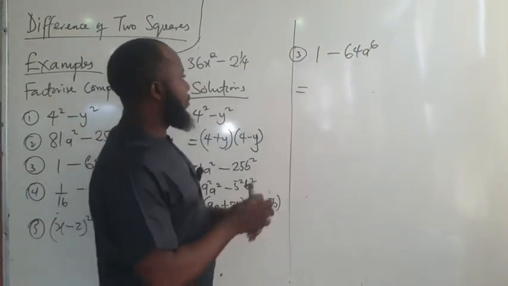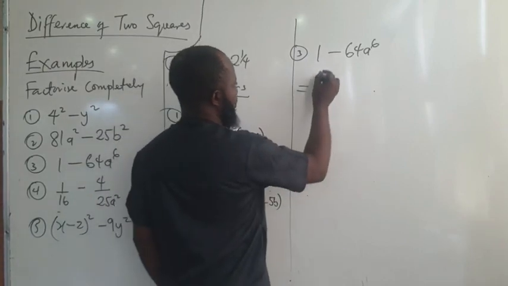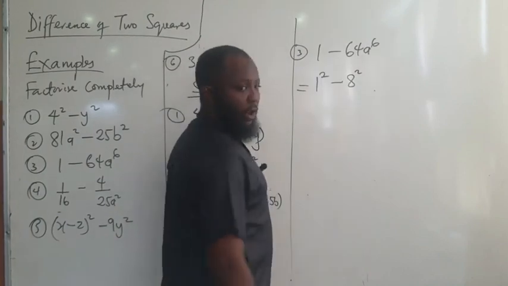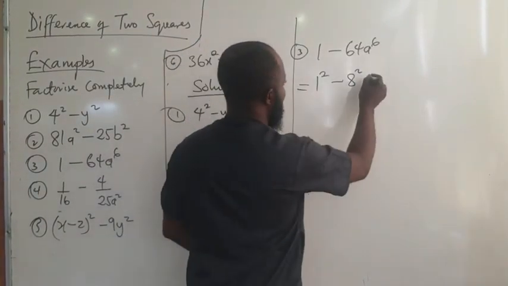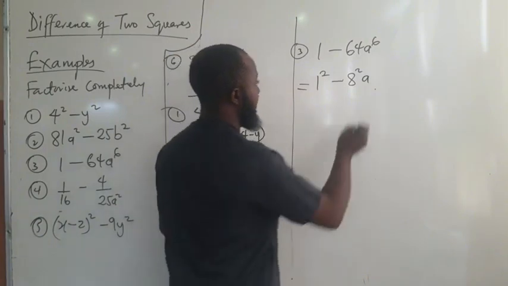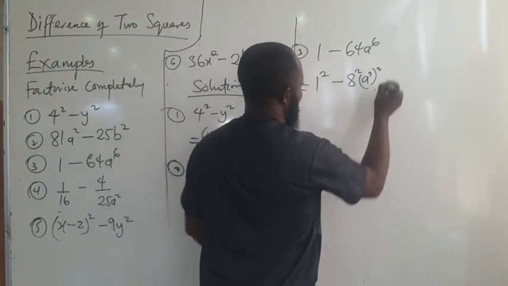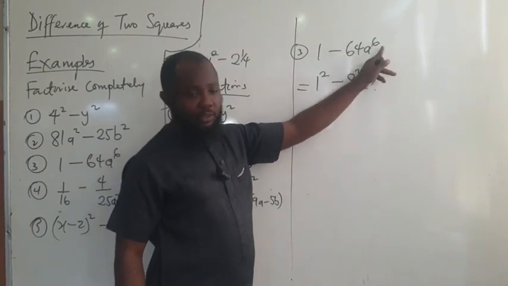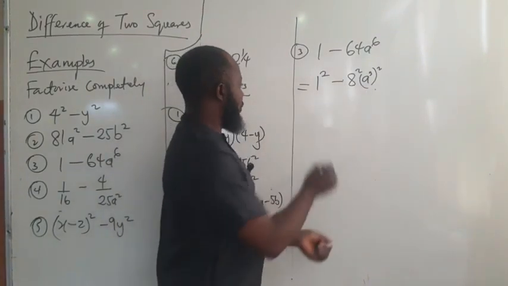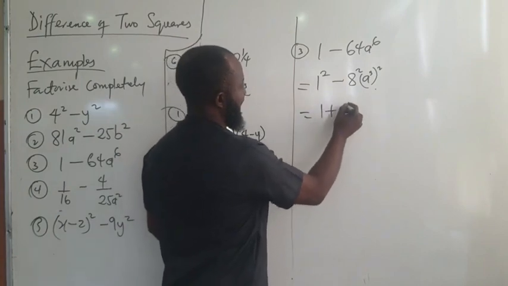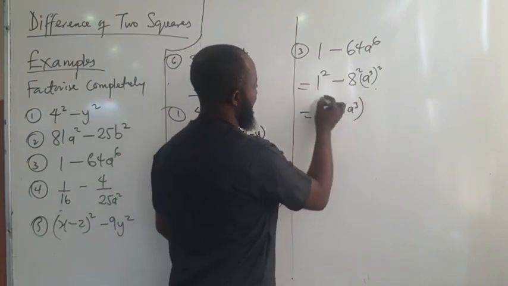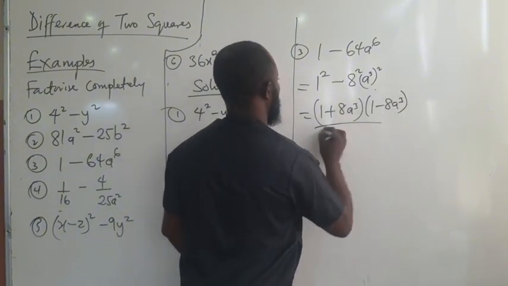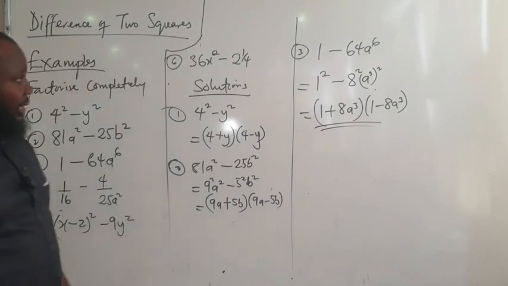So this one we can separate. This will be 1 squared minus 64a raised to 6, that is a squared. We can take this one to square by saying a raised to 3, everything squared. If you open this, 3 times 2 will give us 6. So this is squared, this is squared. So if you want to write this one, this will be 1 plus 8a raised to 3, then 1 minus 8a raised to 3. Answer. I hope this is very clear.